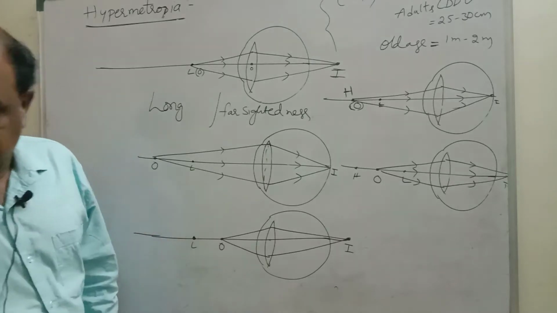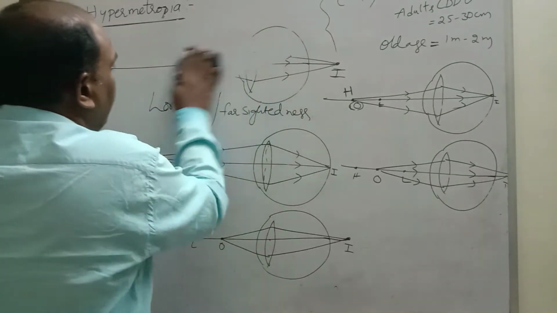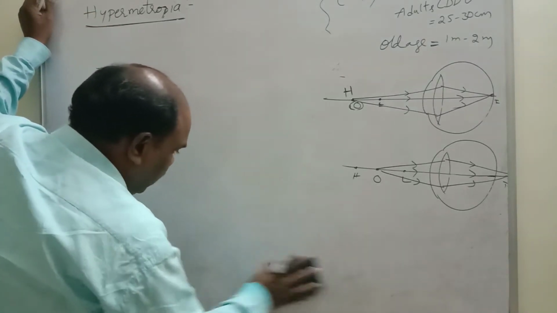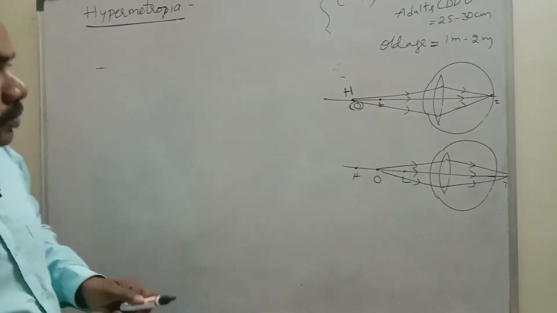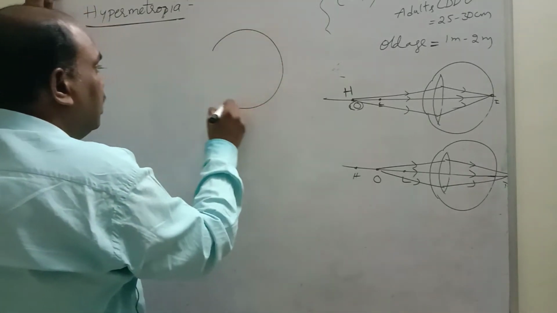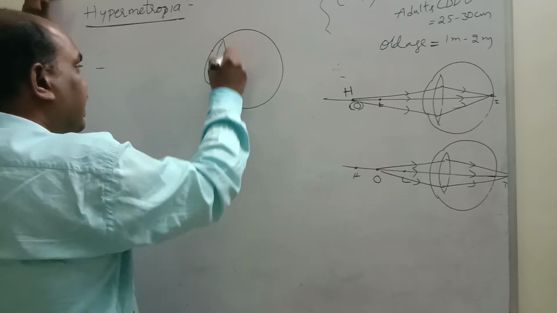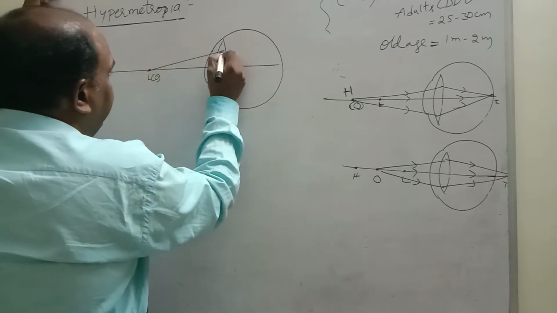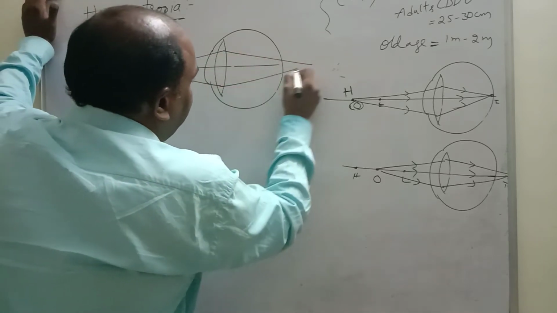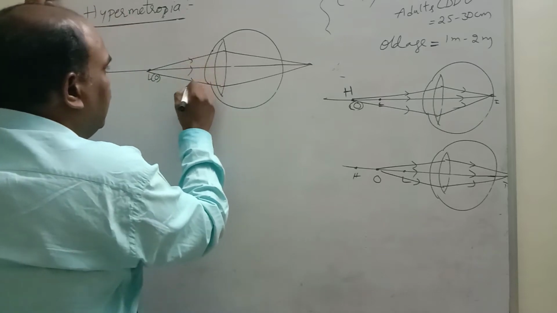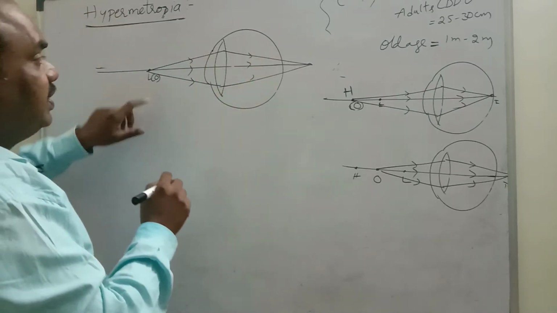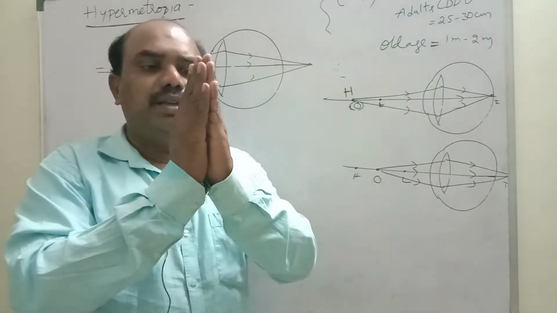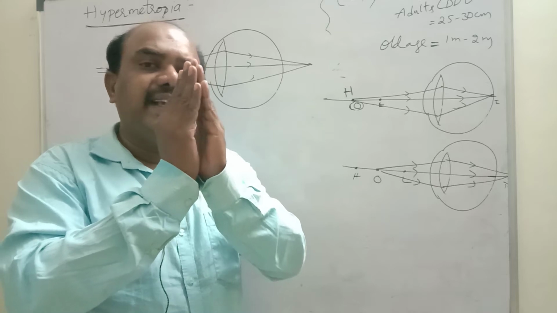Now, how to correct this hypermetropia? See here, this is the eyeball, this is the eye lens, this is the principal axis, this is LDDV. If the object is at LDDV, the image forms behind the retina of the eye. Remember, very important: whenever you see nearer objects, what will happen? If you see a farther object, our eye lens slightly contracts. If you see nearer objects, our eye lens slightly expands.